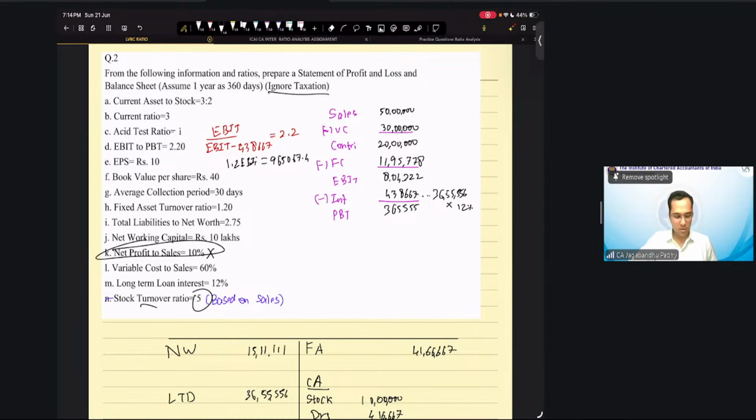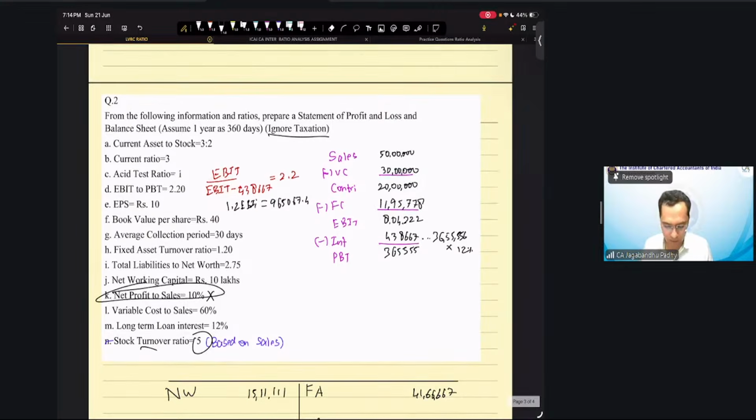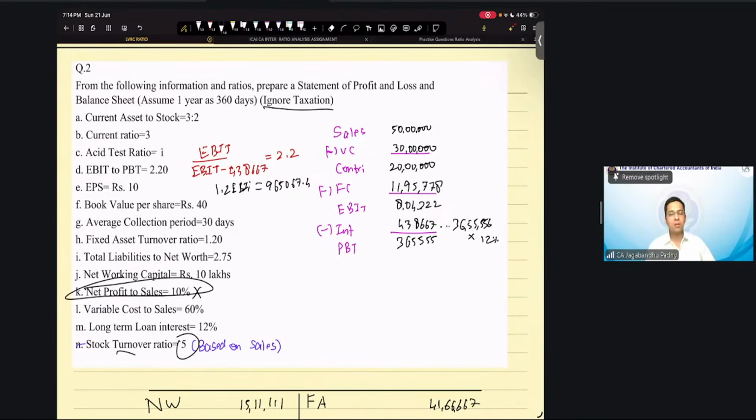Right. So with that, we are through with this. Let's take a break now, and after the break, we'll do a couple more questions on this ratio analysis. Let's take a break now, guys.